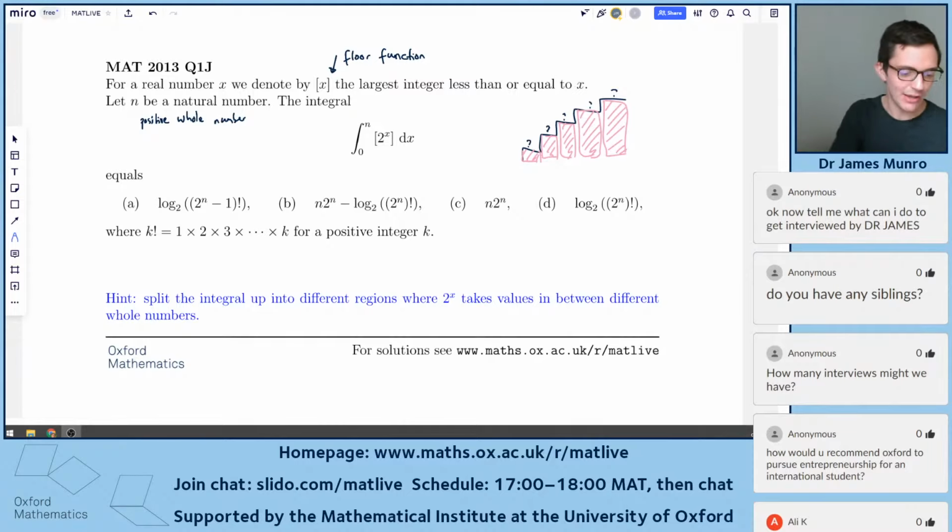How many interviews might you have? You could have quite a few interviews, especially if you apply for a joint honours course like Maths and Philosophy or Maths and Computer Science, because you might get interviews in both of those things. You might get interviews with a first college and a second college, and then maybe from a third college as well.